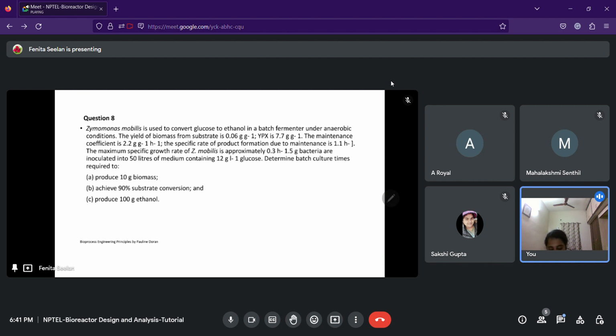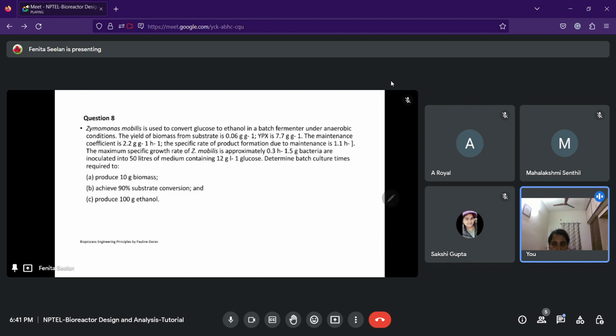Determine the batch culture time, note this, it is the batch culture time, which is TB, to produce 10 gram of biomass. This is question A. And to achieve 90% substrate conversion, what would be the batch time? And to produce 100 grams of ethanol, what would be the batch time? So the entire problem is about batch time.